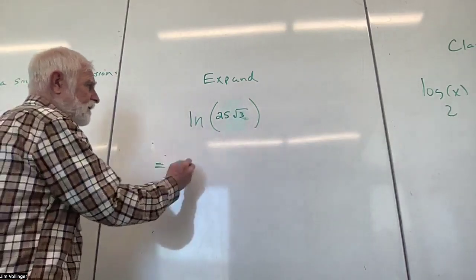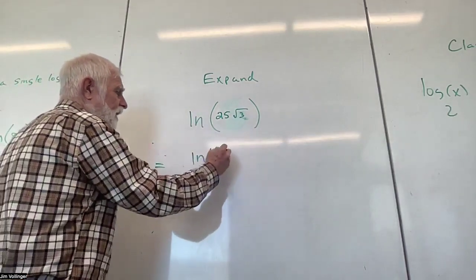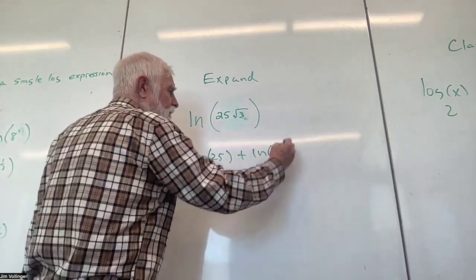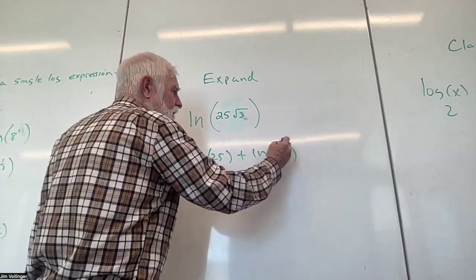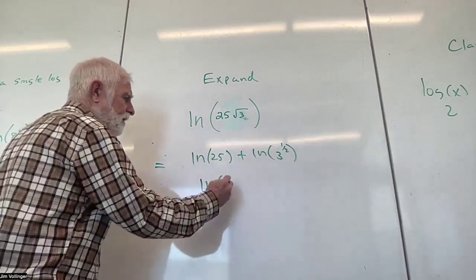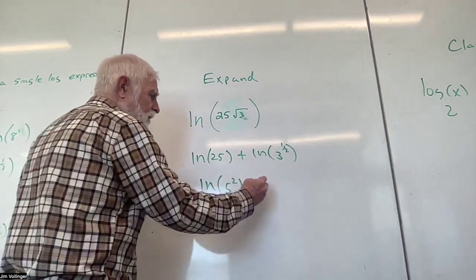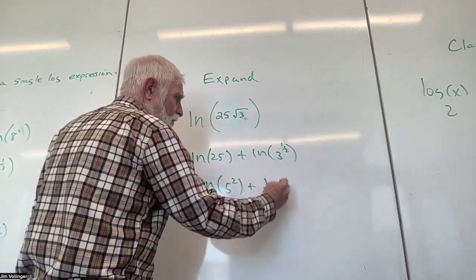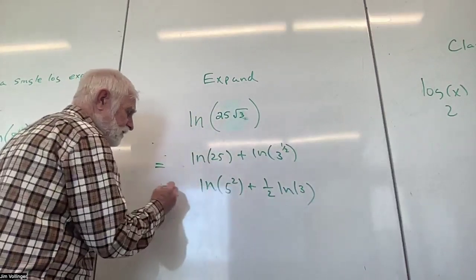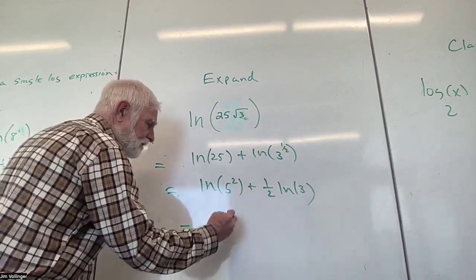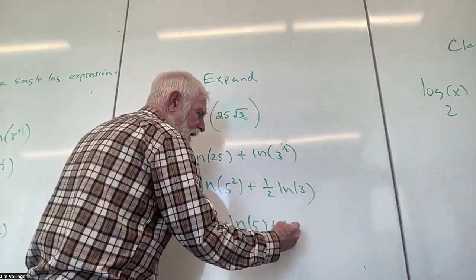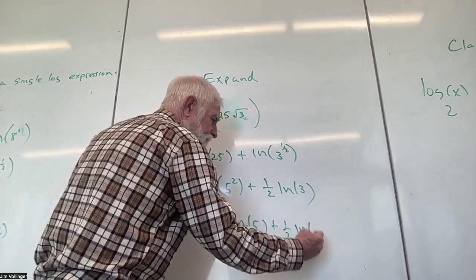So I think we can start with the ln of 25 plus the ln of the square root of 3. And why don't we write the square root of 3, cut to the chase, as a 1/2? And then we have the ln of 5 squared plus that 1/2 can go in front. It's one of your log rules. And so can this 2. So final answer, 2 ln of 5 plus 1/2 ln of 3.